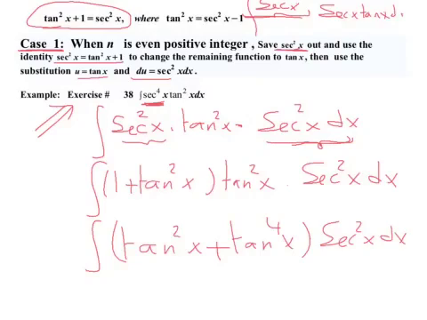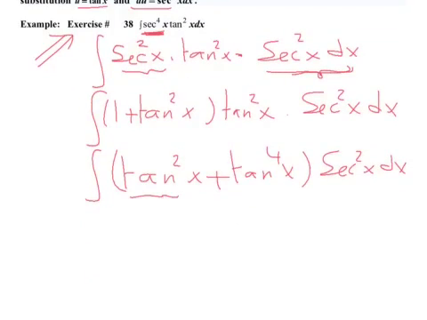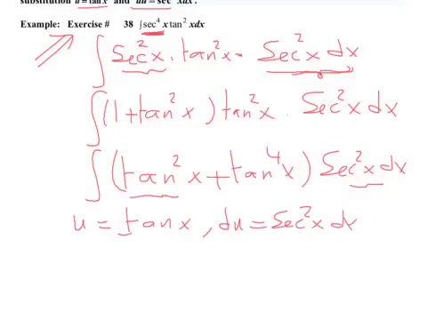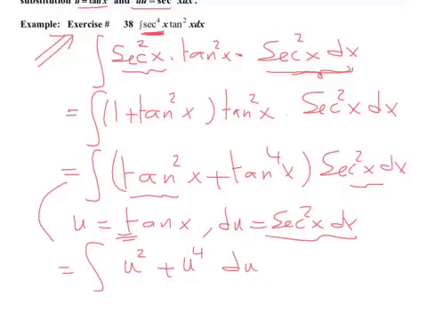Now we have u and u prime. Tan is u and this is u prime. So if we take u as tan, du of tan is secant square x dx. The derivative of tan is secant square. So this will be equal to the integral of u square plus u to the 4, du. This is du, which is here.